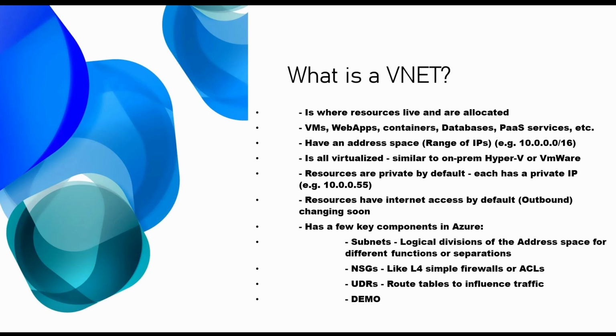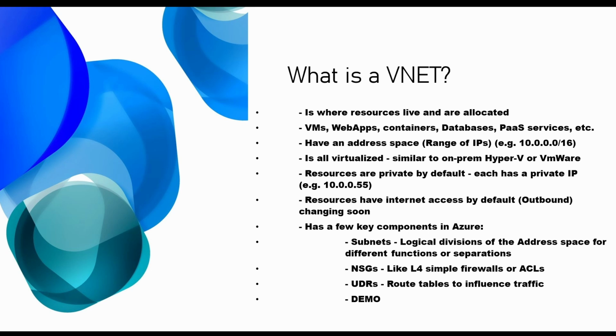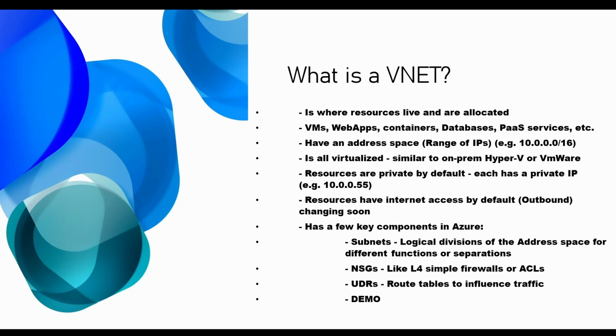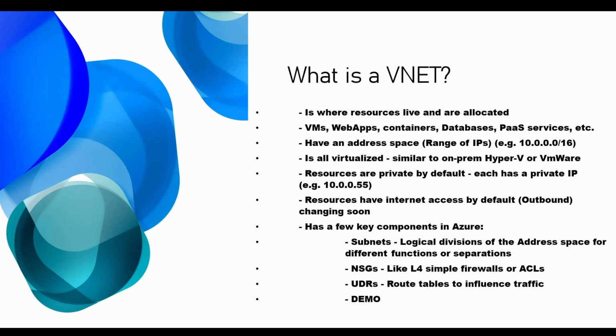The virtual network is where all the resources in Azure are going to live and be allocated. This could be resources such as virtual machines, web apps, containers, databases, platform as a service offerings, things like SQL databases, logic apps, function apps, and many, many more. So anything that can have a private IP is going to be allocated on a VNet. And VNets have address spaces, so they're going to have a range from which we can take part of our IP addressing, and we're going to assign IPs from that range.